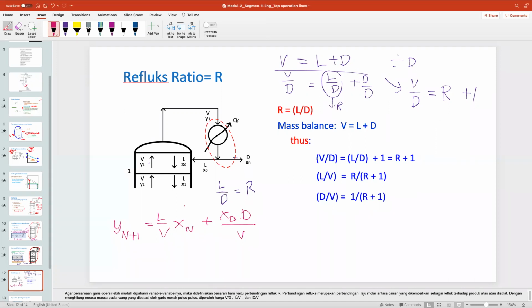So then we also have to know here L over V. So we know V over D is there, and here is D over V. So then we can get that D over V is 1 over R plus 1. Okay, so we can change it here.